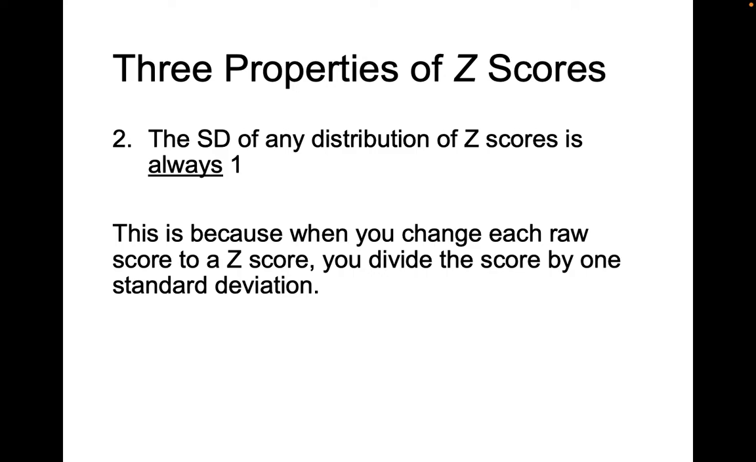The second property is that the standard deviation of any distribution of z-scores is always 1. This is because when you change each raw score to a z-score, you divide the score by 1 standard deviation. Therefore, an average deviation is 1.